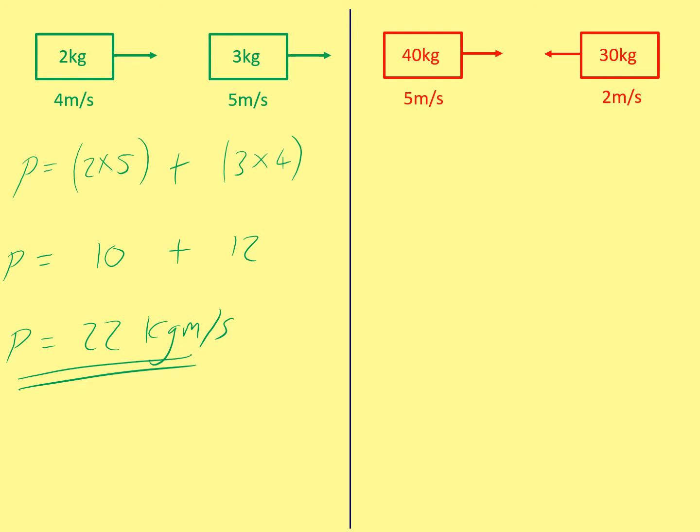Let's have a look at the question on the right. Here's another system. I've got 2 objects and they're going to collide. Now to work out the total momentum, I do the same thing. The total momentum is going to be the momentum of the box on the left. So it's going to be mass times velocity, mass times velocity. And I'm going to add it to the momentum of the other box, which is going to be mass times velocity.